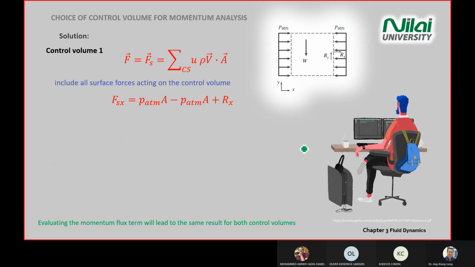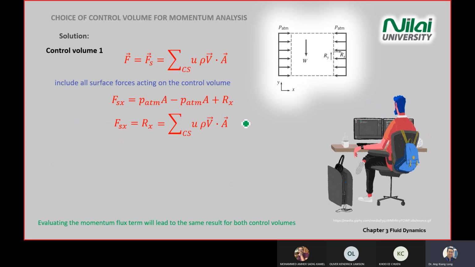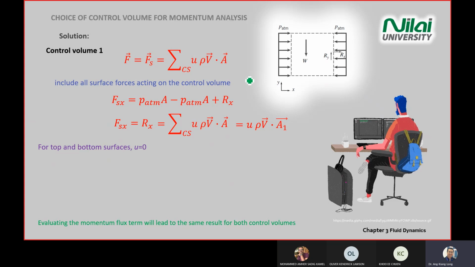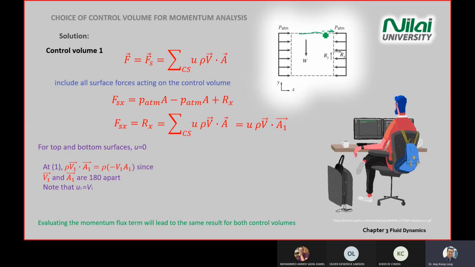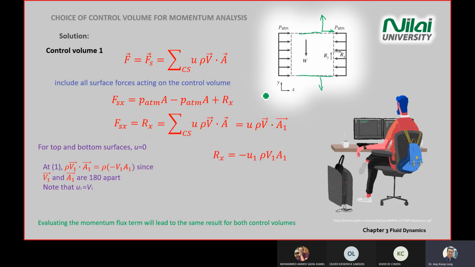Okay, so enough explanation for the dot products. On the top and bottom surface, the velocity will be 0, right? Because at the top here, there is no x direction velocity. You only have y direction at top and bottom. The water goes this way, so there is no x direction. So I can write my equation.